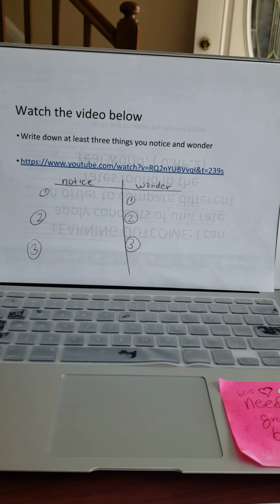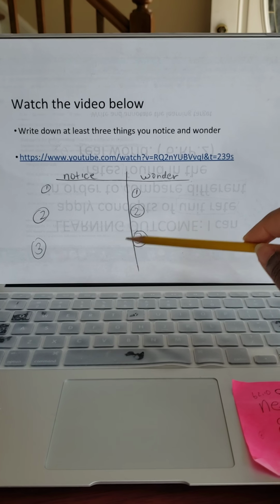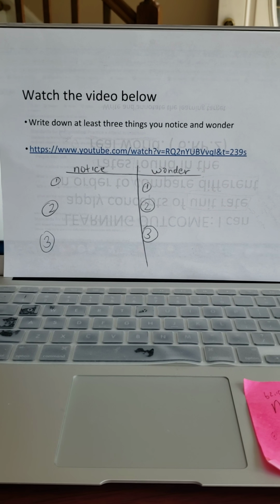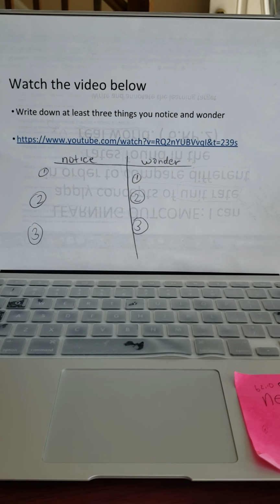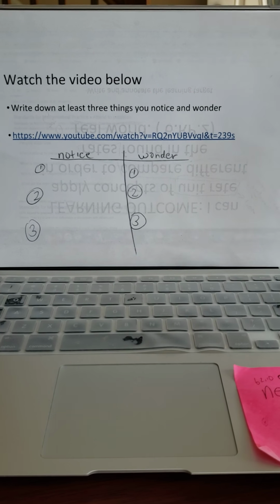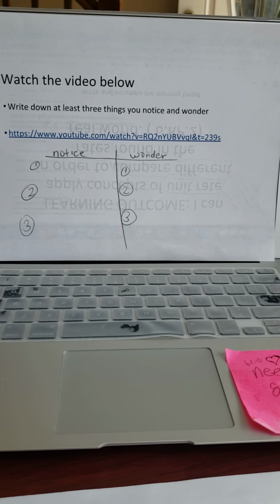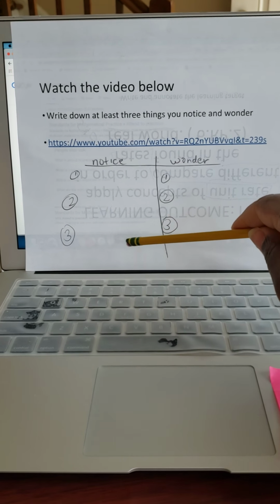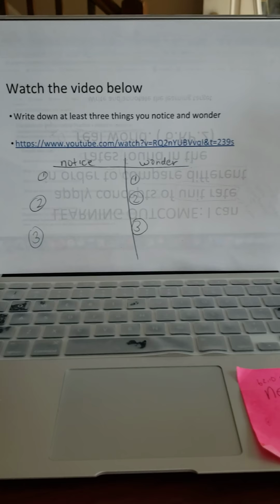Then you'll watch a video. From that video, you're going to write down 3 things you notice and you wonder. You can use a T-chart, or you could just write down 3 points. There are some students that just wrote down 3 points of what they noticed, 3 points of what they wondered, not in a T-chart form, but it was just written out and I was able to see it. That's fine. It's up to you as long as you have 3 noticings, 3 wonderings.